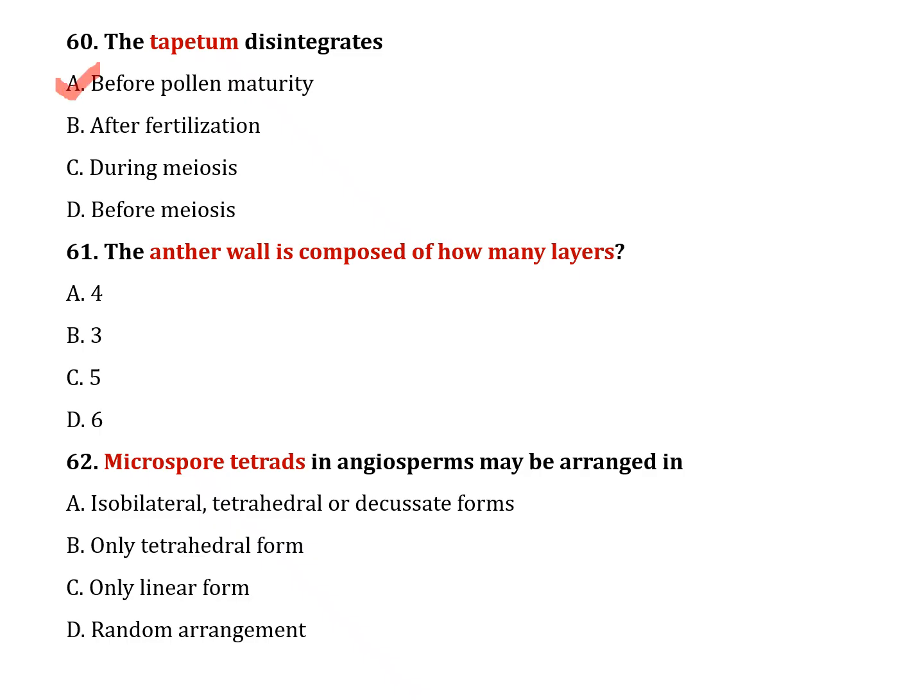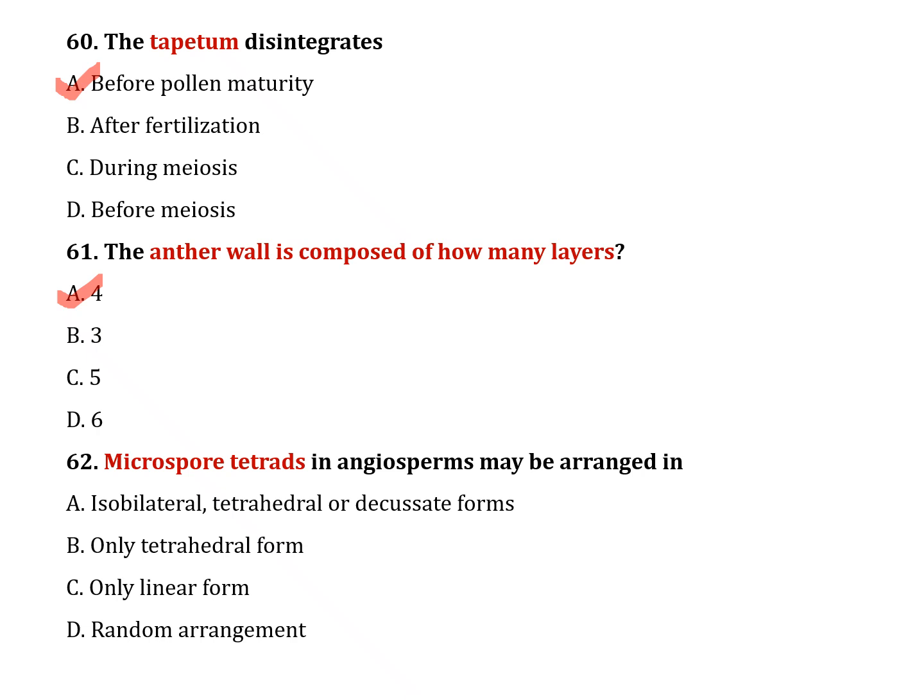The next question, number 61. The anther wall is composed of how many layers? Option A, 4; option B, 3; option C, 5; option D, 6. Correct answer is option A, 4. That is epidermis, then endothecium, then middle layer, then tapetum.